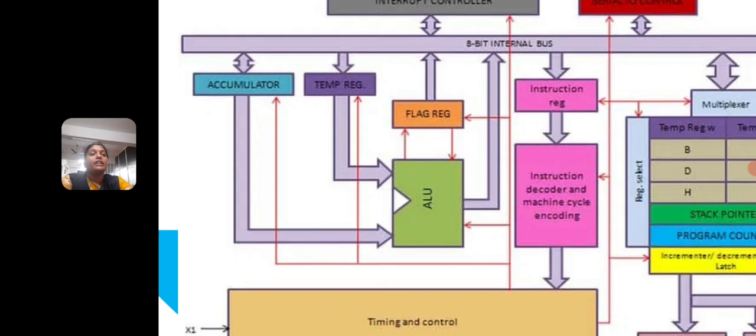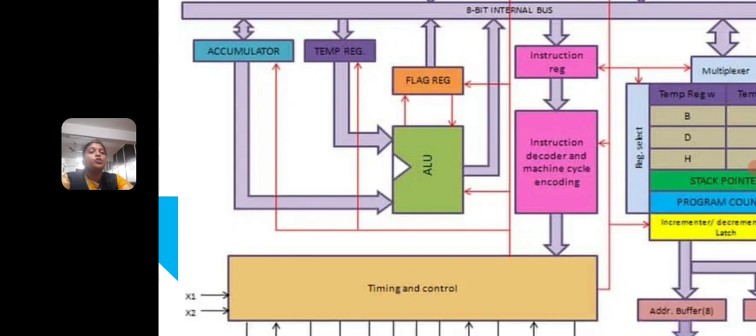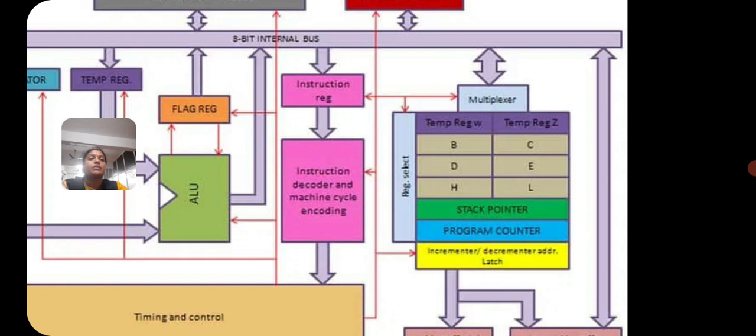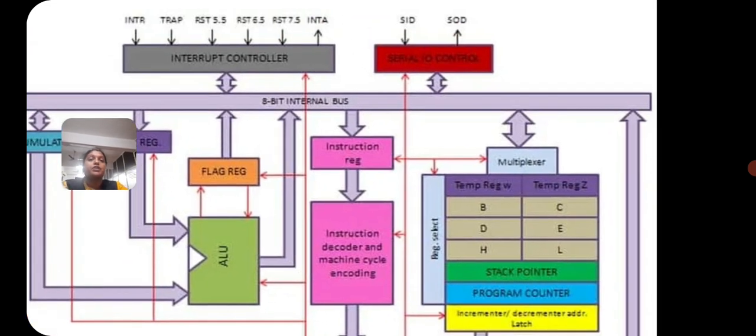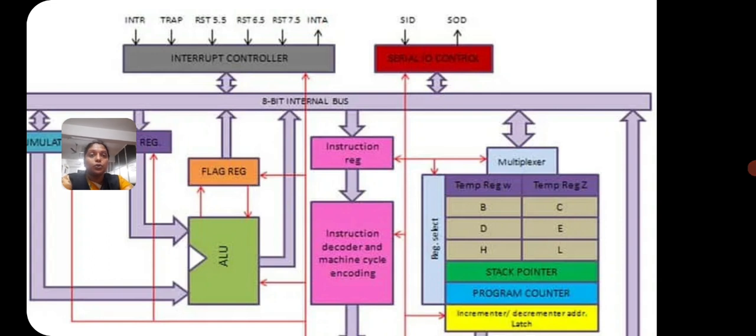Okay. And ALU is the arithmetic and logical unit, and the instruction register is available, instruction decoder and timing and control circuit, address buffer, data address multiplexer, interrupt controller. So there are 5 types of interrupts. Interrupt is used to interrupt the processor. There are 5 interrupt signals, that is INTR, TRAP, RST 5.5, RST 6.5 and RST 7.5, and INTA is an interrupt acknowledgement signal. So through this interrupt controller, the input and output devices can access the microprocessor.